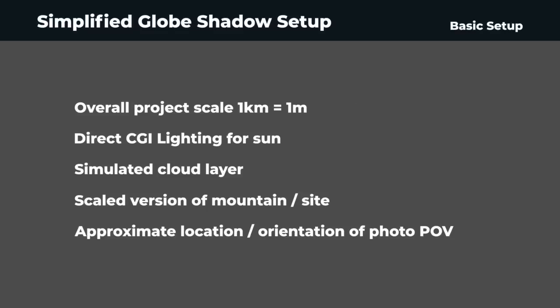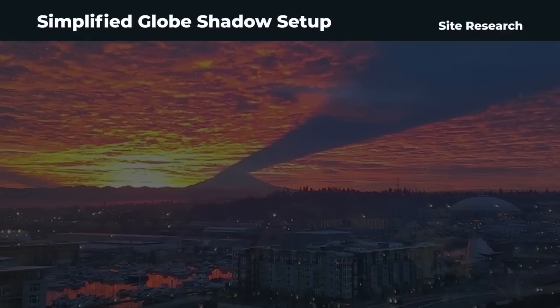It's really important to build a replica as much as necessary. These principles are really about angles, line of sight, etc. So the essentials to do this, in my mind, were as follows. A scaled Earth globe, a suitable light source such as direct CGI, a cloud layer, a scaled version of the mountain, and really the approximate location and orientation of this photo, the point of view from which this whole thing took place. So the next question was, where was this photo actually shot from?